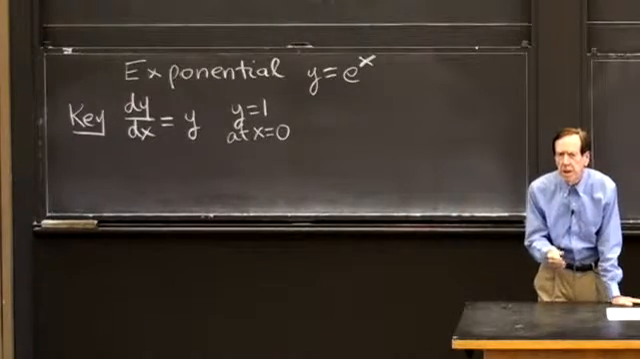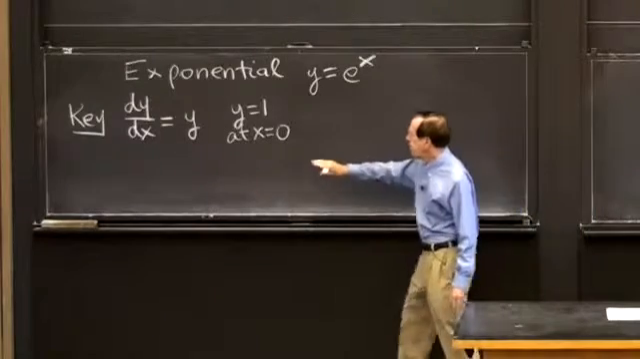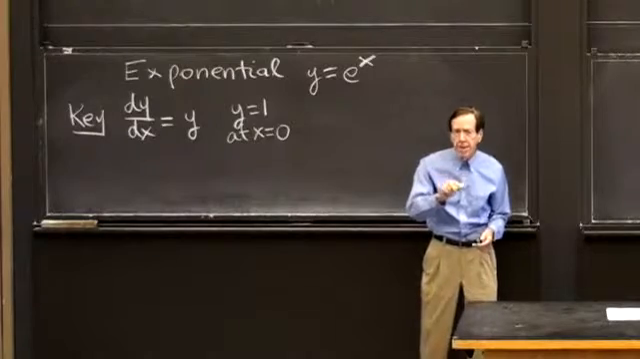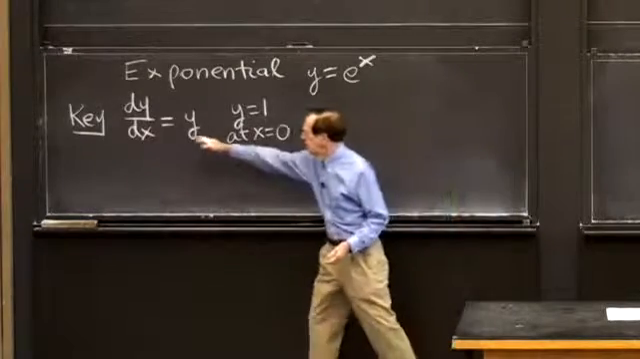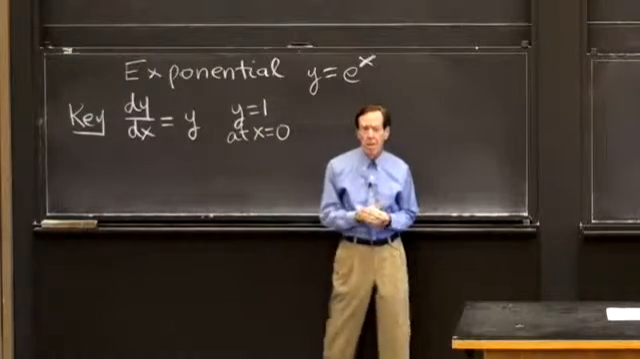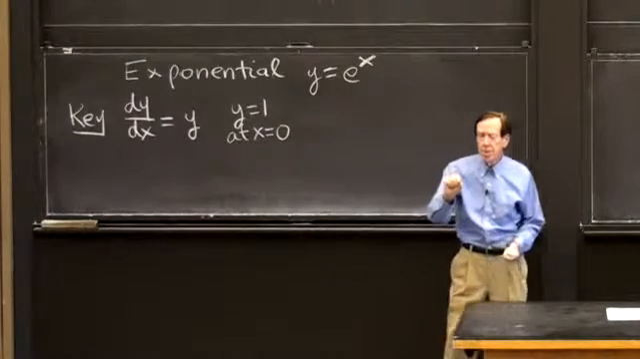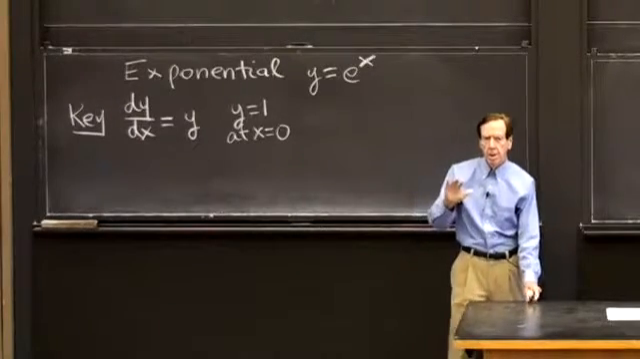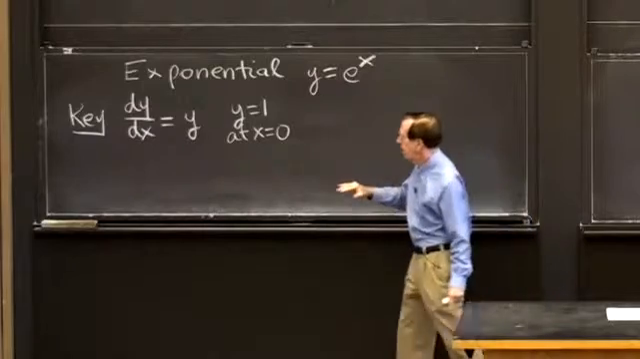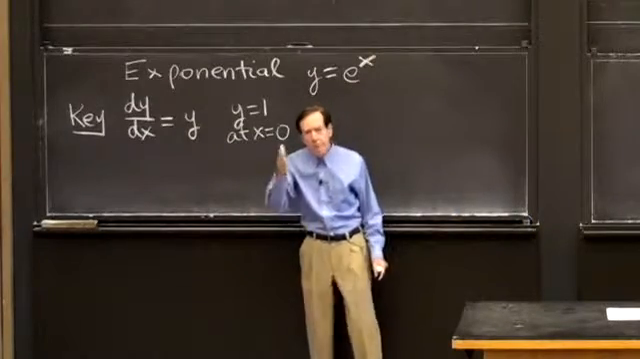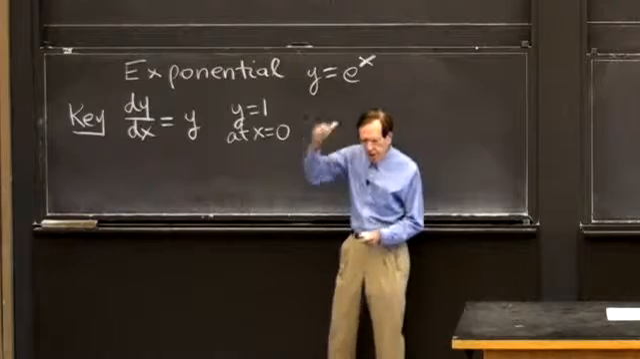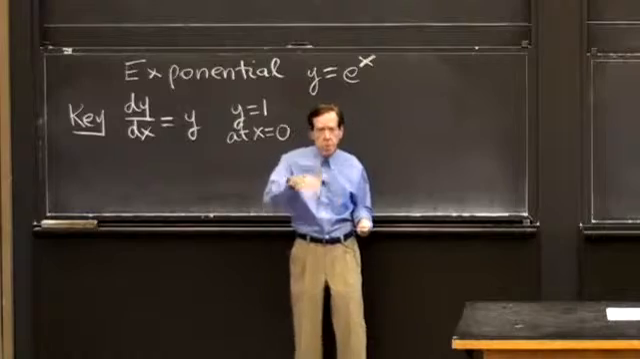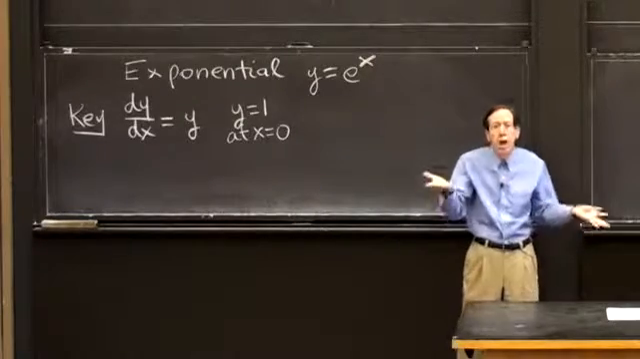And do you see what this means? This means that it starts at 1, and what's its slope at the starting point? The slope is also 1, so it's climbing. As it climbs, y gets larger because it's got a positive slope. As y gets larger, the slope gets larger, so it climbs faster. And then it's gone higher, y is bigger, so the slope is also bigger, so it climbs even faster. It just takes off.